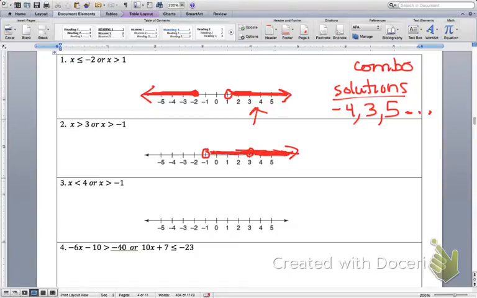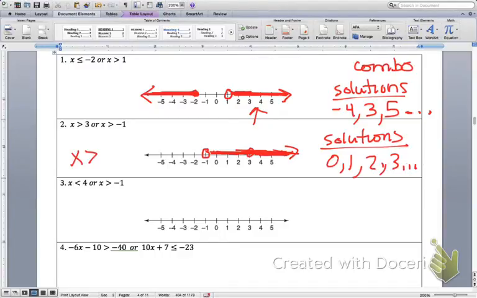So in this case, my solutions are something like 0, 1, 2, and everything to the right of it, right? So I have a whole bunch of solutions. So this ends up being a simple inequality. This can actually just become x greater than -1 because the second one here overlaps the first one. So this compound inequality actually graphs as a simple inequality.